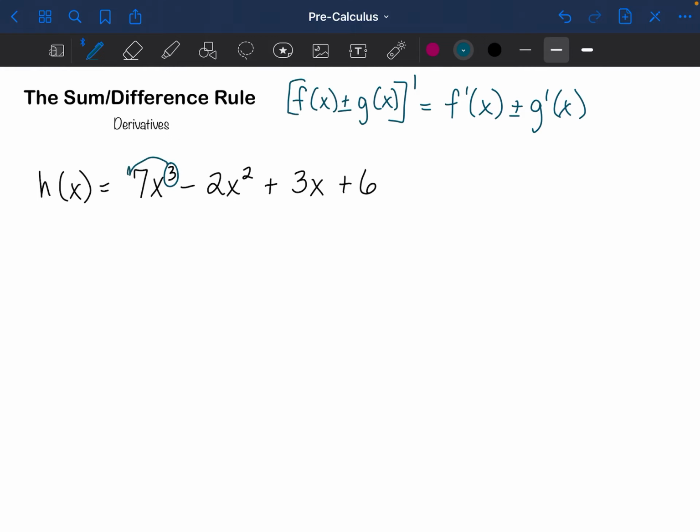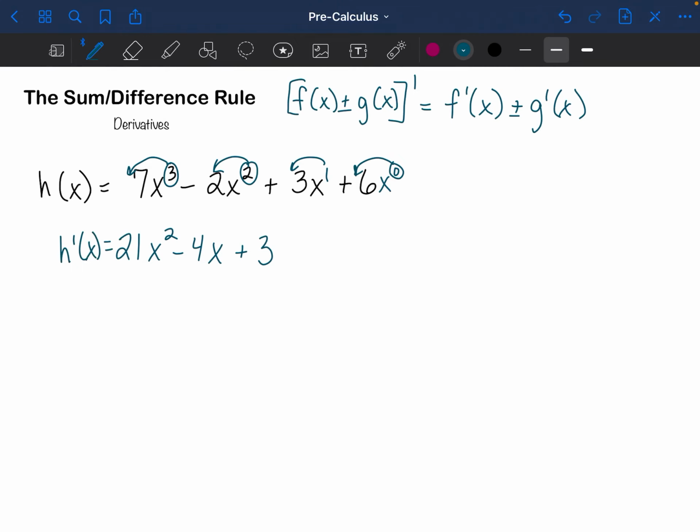All right, taking the exponent, drop it to the front. 3 times 7. Yep, I can do this. 21. 3 minus 1, 2. Minus 2 times negative 2, we got minus 4x. Then this is x to the first power, drop the 1. 1 minus 1 is 0, so this is just plus 3. And then the 6, because of that constant rule, right, or technically this is x to the 0 power. So when I take that 0 exponent and drop it to the front, 0 times anything just goes away. So our h prime of x is equal to this.